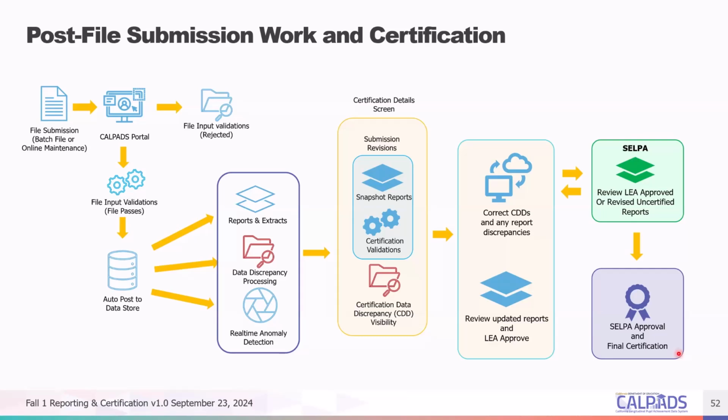step. Now, if your SELPA sees discrepancies, they will relay the message to you, and in turn, you will make the corrections, wait for a new snapshot to be generated to reflect the changes on the reports. And then your SELPA will again review that. And then if they agree this time, then you will have a SELPA approval, and that would then be your final step for fall one.